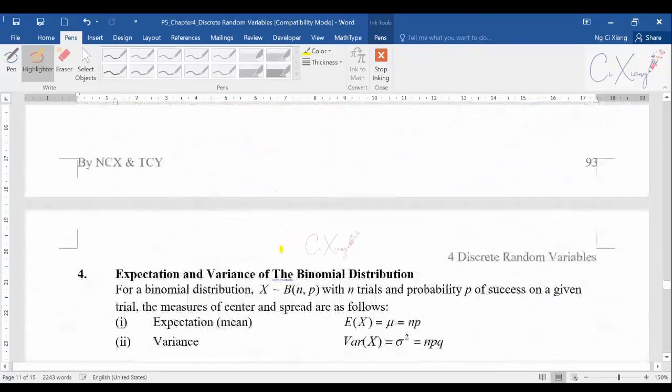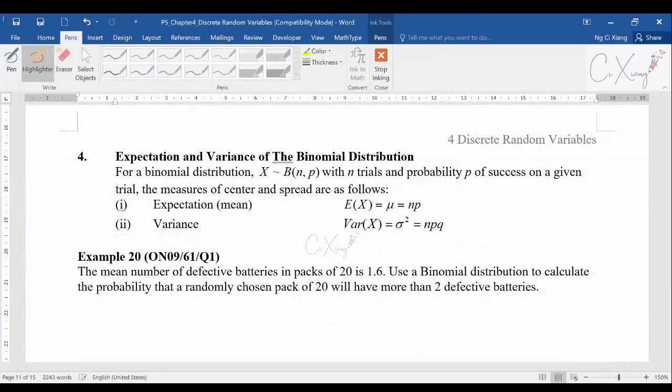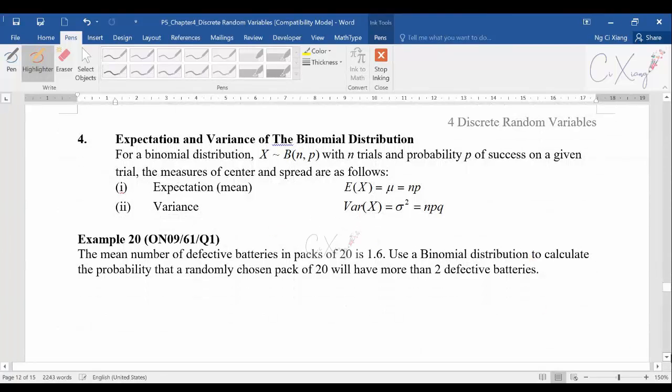Now for binomial distribution, we also need to know the mean and the variance. The mean and variance for binomial distribution are very simple. To get the mean, you just take n times p. To get the variance, you just take npq. These two are important formulas that you should know: np is the mean, npq is the variance. Let's look at example 20.